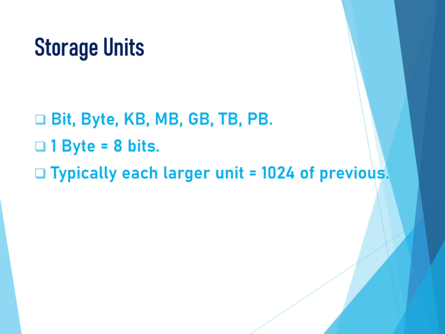Now let us see, 1 kilobyte is 1024 bytes. 1 megabyte is equal to 1024 kilobytes. 1 gigabyte is equal to 1024 megabytes. 1 terabyte is equal to 1024 gigabytes. Here are some examples. A small text document may only need a few kilobytes. A song usually takes a few megabytes.